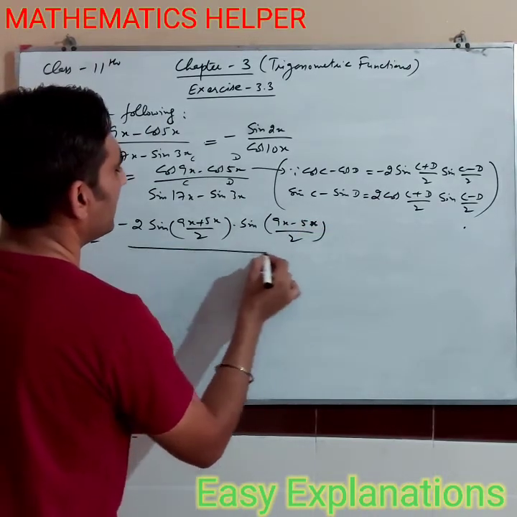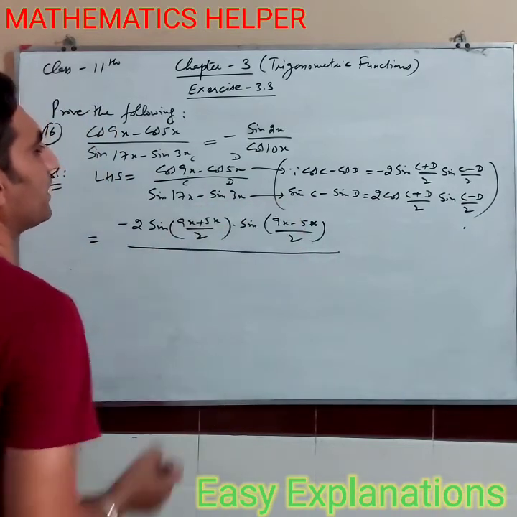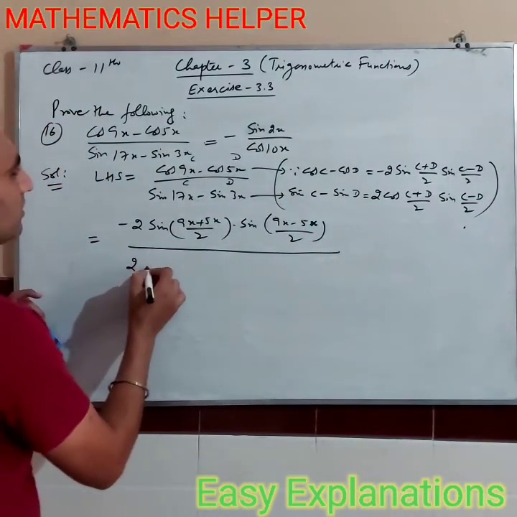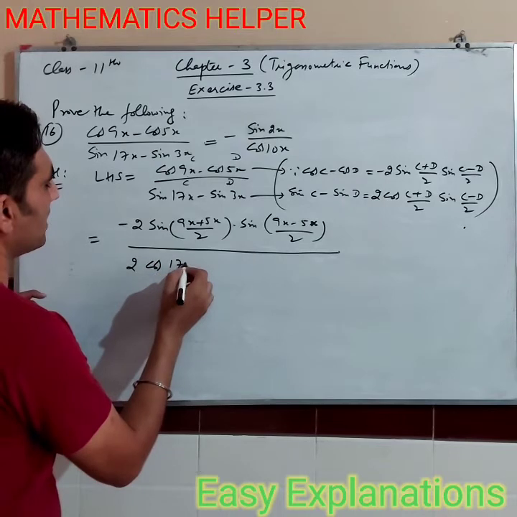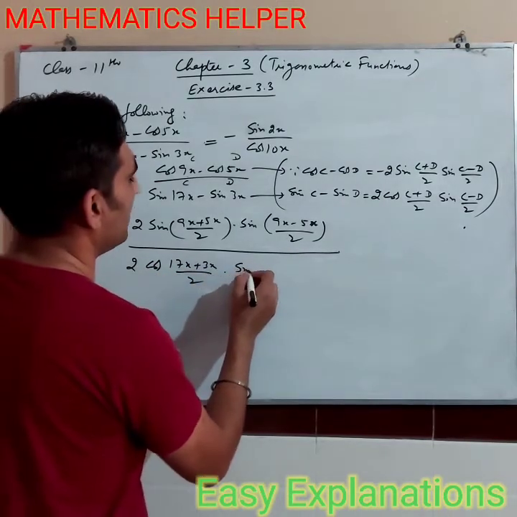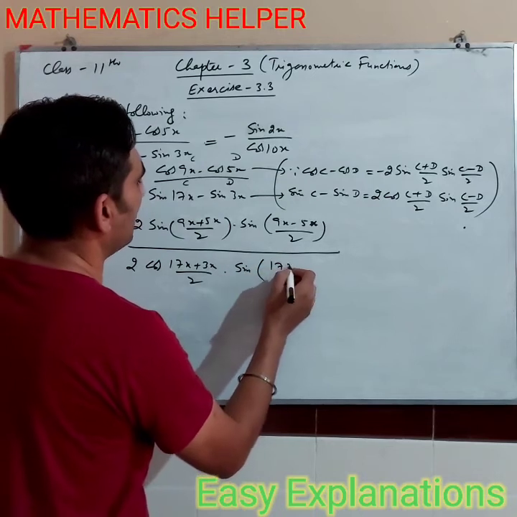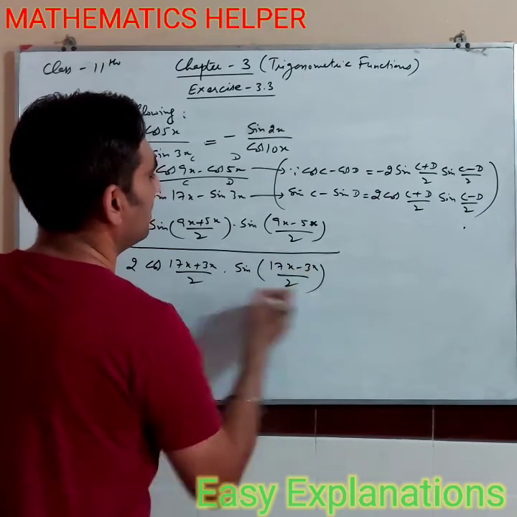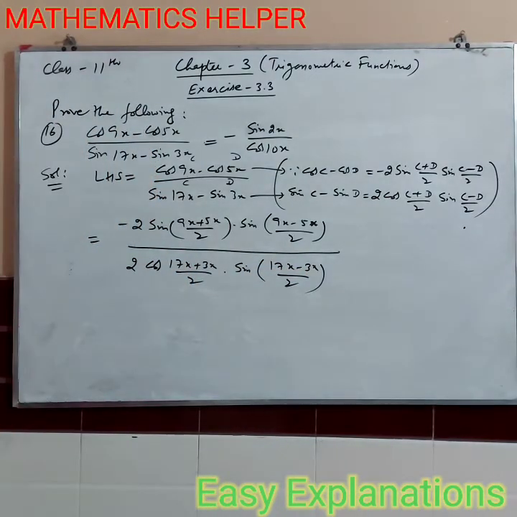And on the denominator, we will apply this formula. It is 2 cos of the sum of angles, (17x plus 3x) over 2. And lastly, sine of the difference of angles over 2, (17x minus 3x) over 2. So we have this calculation with us.